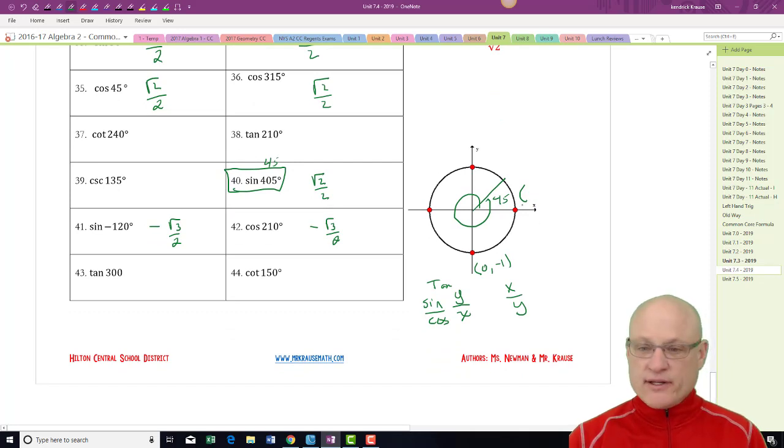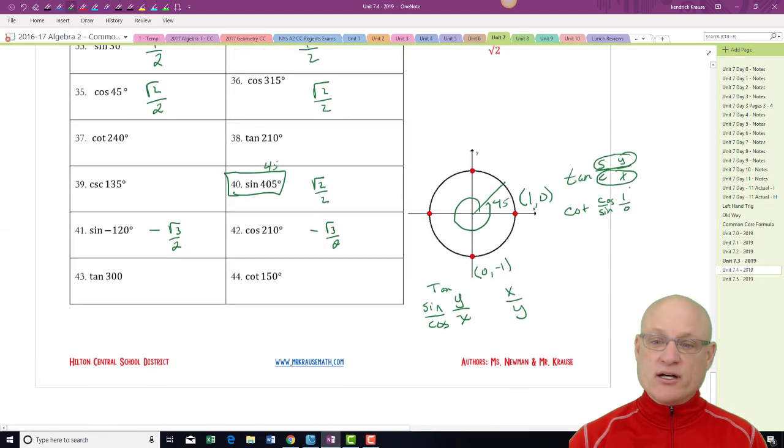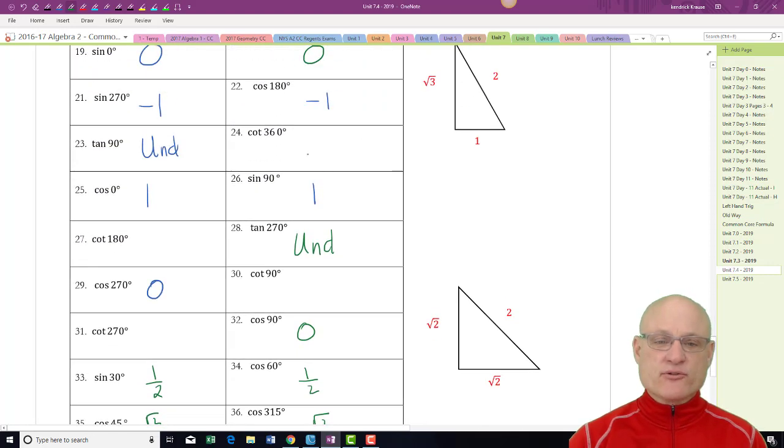Excuse me. That's 1, 0. And remember, tangent is the sine over cosine, or the y's over the x's. Remember, sine is y, and cosine is x. So I want cotangent. Cotangent is going to be cosine over sine, or in other words, 1 over 0. So that would be undefined. Cotangent of 360 is undefined.